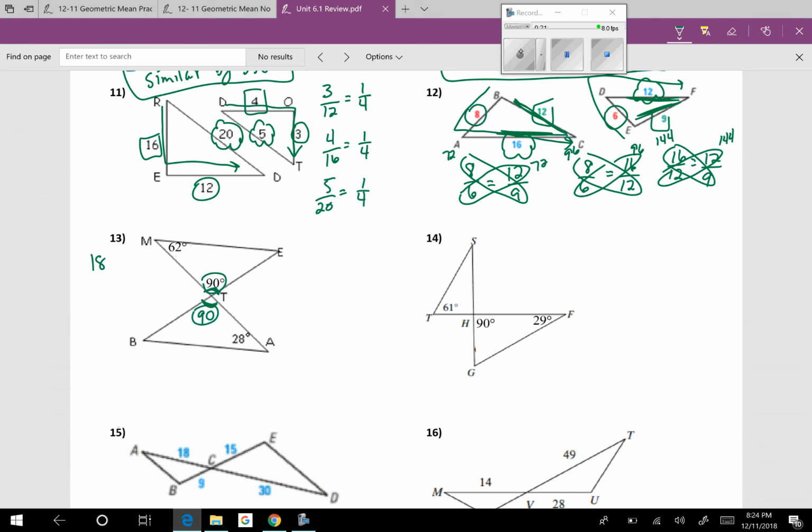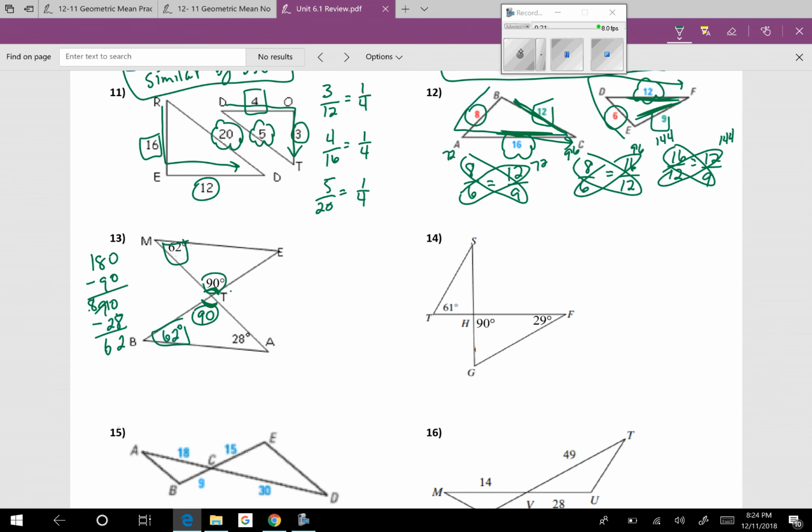So we'll do 180 minus 90, which is 90. And then let's take away 28, and we're going to see if we get 62. If we get 62, then we know they're similar. If we don't get 62, then they are not similar. So borrow here, 10 minus 8 is 2. 8 minus 2 is 6, and we get 62. So these two angles, they match. So we have two angles that are congruent in each one, so they are similar by the angle, angle.